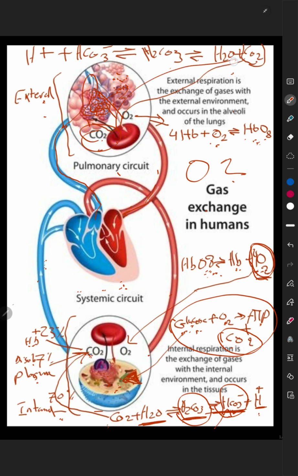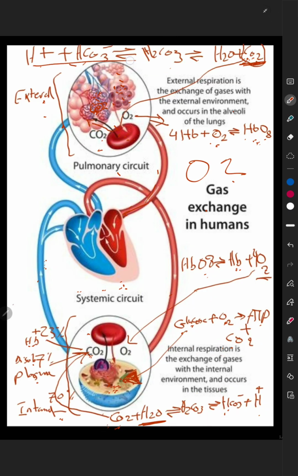How? By this reaction. In the capillary that surrounds the alveoli, the H positive plus HCO3, the bicarbonate ion, will form carbonic acid, and finally they form H2O and CO2. So it's the opposite of the reaction that happened near the body cell. If you see the CO2 is a reactant in the reaction, it means we are in the capillary that surrounds the body cell. But if you see the CO2 is a product, it means this is the final step for the CO2 in order to go outside of your blood and go to the alveoli. Now from the alveoli, by exhalation, it goes outside of your body.